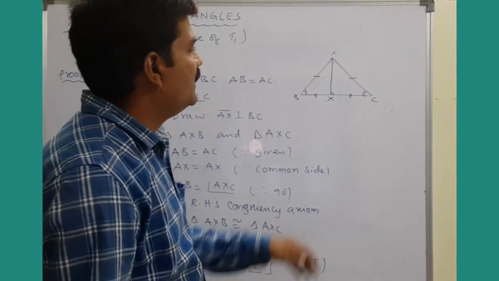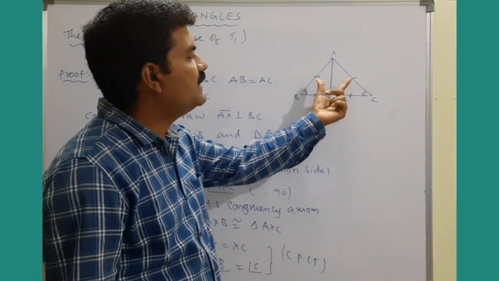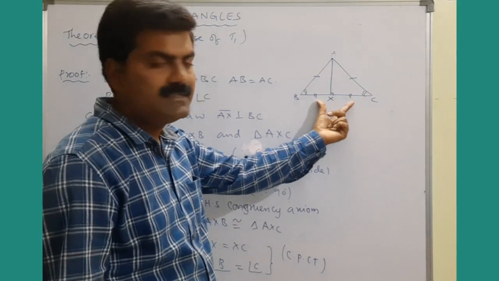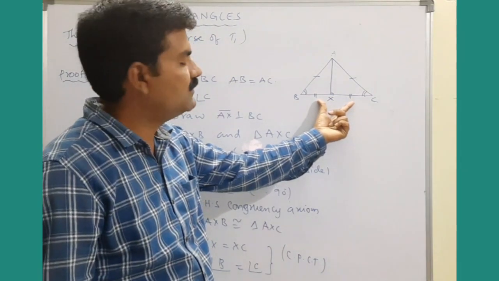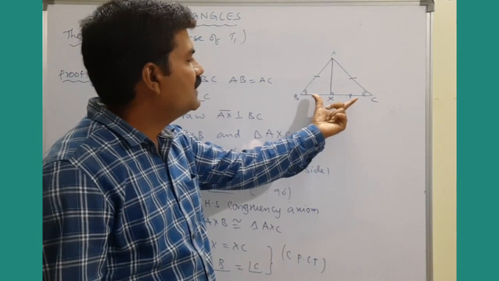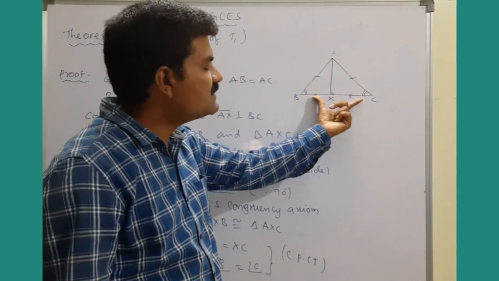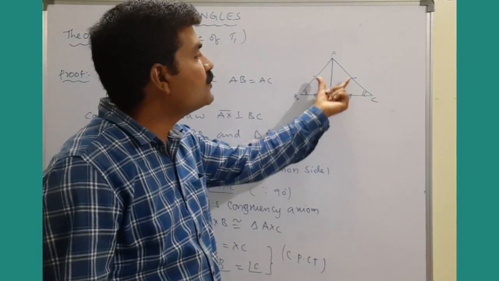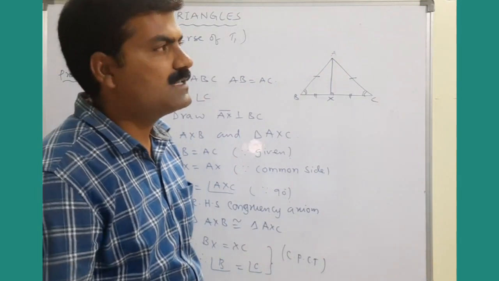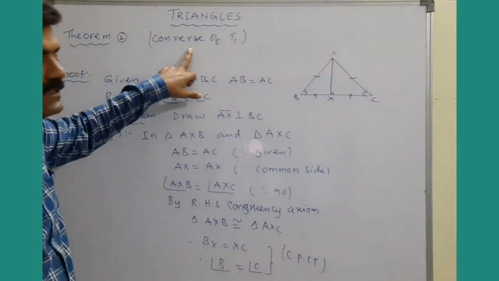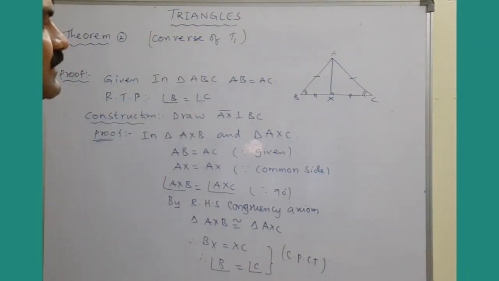Understand? Earlier, if sides are equal, then their opposite angles are equal. That is statement number 1, theorem number 1. Now theorem number 2 is, if particular angles are equal, then their opposite sides are equal. So that's why I named it as a converse of T1. So just the reverse process of the previous one.